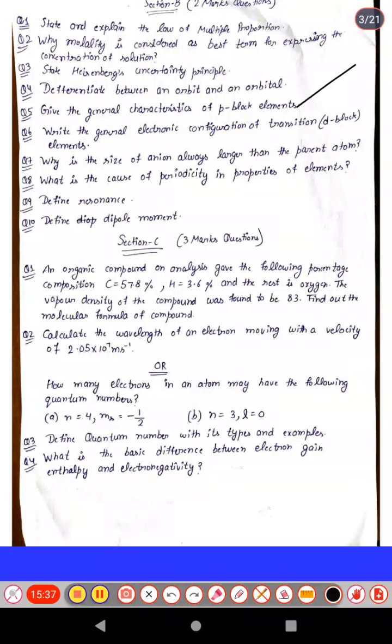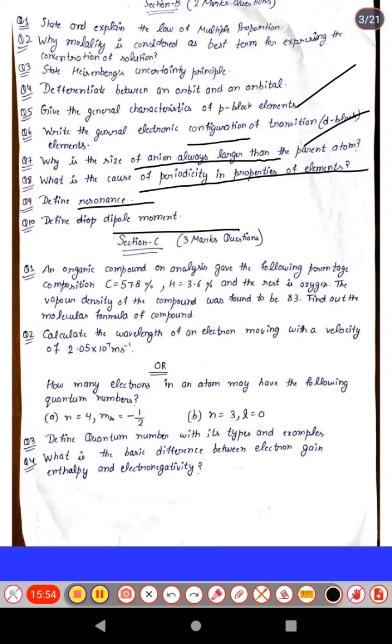And next, sixth question: general electronic configuration of transition elements. And next: why is the size of an anion always larger than that of the parent atom? And: cause of periodicity of properties; define resonance and dipole moment. So let's start with these. First, let's see the answers.